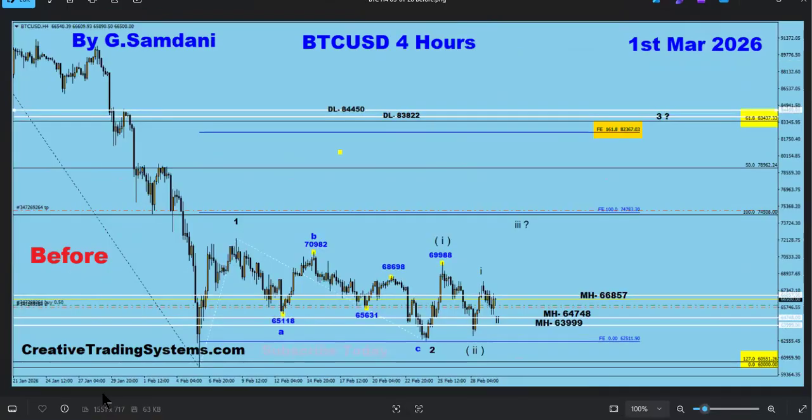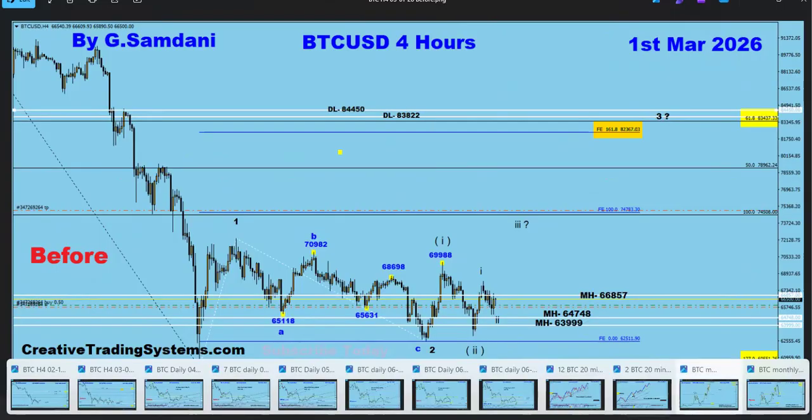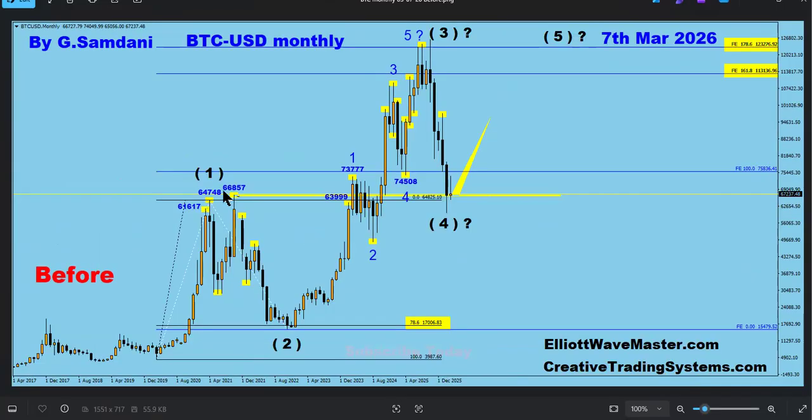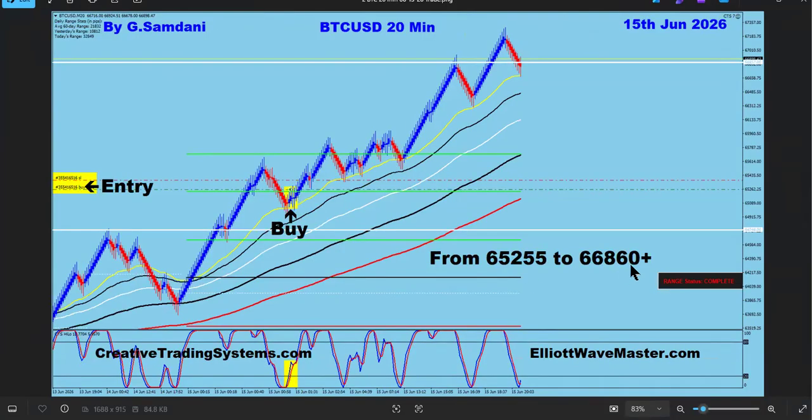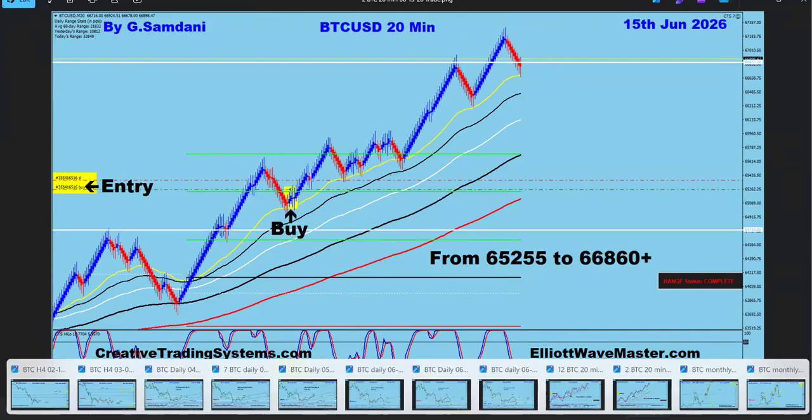That number is on my monthly chart. Where is my monthly chart? 66,857. See that? So I took a long, 66,800, and I closed it. This is today: 860, 857 and 860. That's 857. 66,857. Exactly the same number we started from months and months ago.